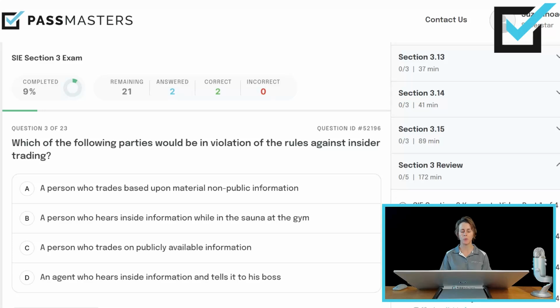Which of the following parties would be in violation of the rules against insider trading? A person who trades based upon material non-public information, a person who hears inside information while in the sauna at the gym, a person who trades on publicly available information, or an agent who hears inside information and tells it to his boss. Well, that's what you should do if you're an agent and someone tells you inside information, tell it to your boss, your principal, so that they can put safeguards around it. So the only one that would be in violation of the rules against insider trading is a person who trades based upon material non-public information. Of those four choices, that was the best answer.